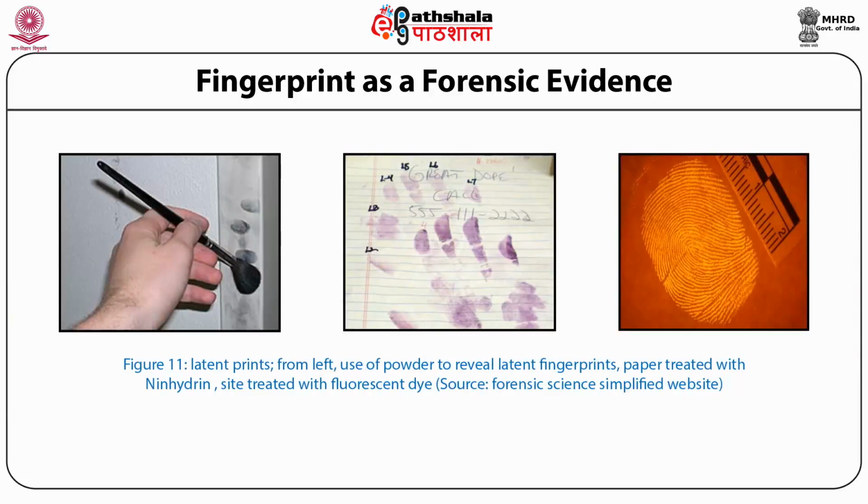From the left side of the figure, the first one indicates the use of powder to reveal latent fingerprints. The second one is paper treated with ninhydrin. The third one is a site treated with a fluorescent dye. So the latent fingerprint is one that is not visible and is left on the surface when it is touched. Even today, most people use the most common method to make this invisible print visible: fingerprint powder of contrasting color applied with a soft fiberglass brush to create contrast between the ridge pattern and the background.